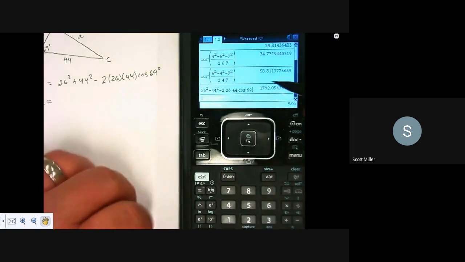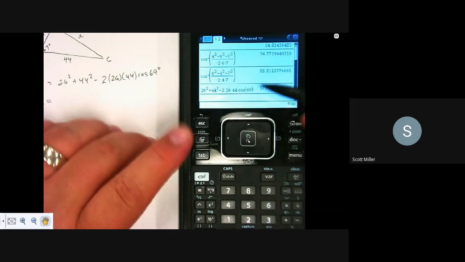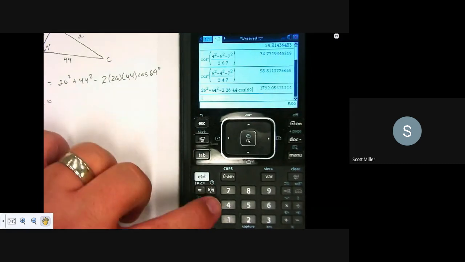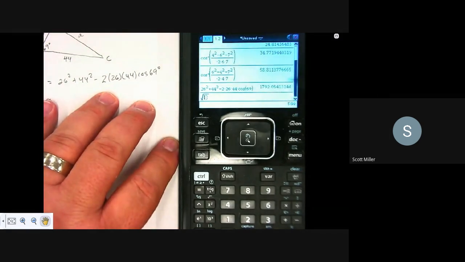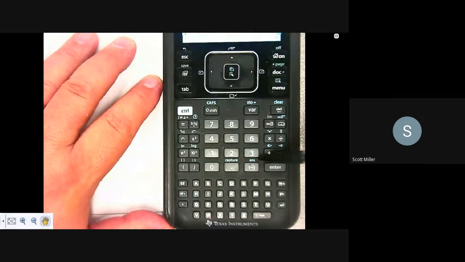Now, if you forget to do the square root, you don't need to retype the whole thing. Let me show you something. You hit Control and the square root button. So there's my square root. This calculator automatically saves the last answer in this button here called Answer, A-N-S.